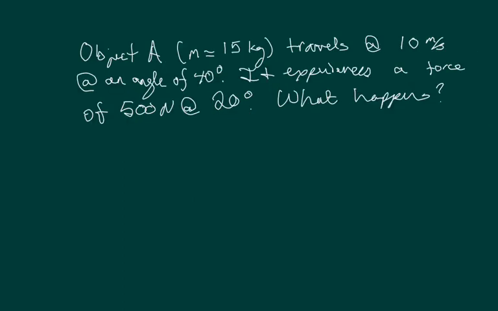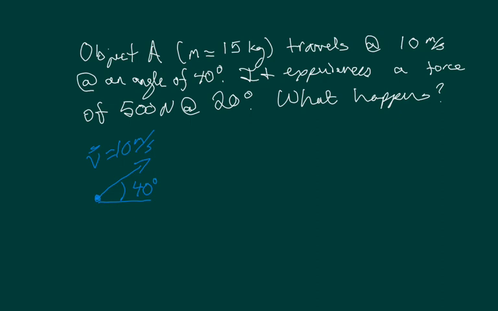Okay, so I wrote this out. Some object, I'm trying to keep this very generic. So object A travels at 10 meters per second at an angle of 40 degrees. It has a mass of 15 kilograms. It experiences a force of 500 newtons at 20 degrees. So what happens? Essentially what we have is this object, and it's traveling along this direction. It has its velocity at 10 meters per second and has an angle of 40 degrees, like so. And then something happens. We don't really know what, and there's just some type of a collision.